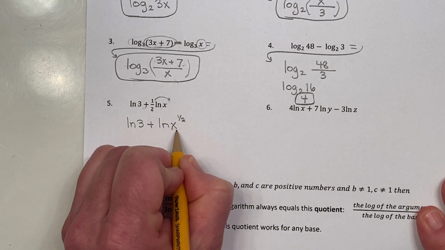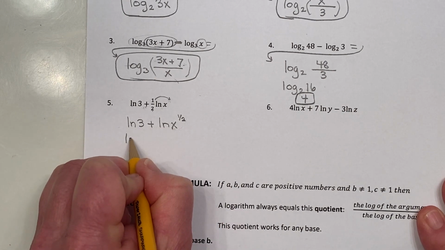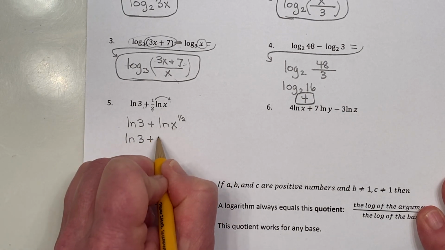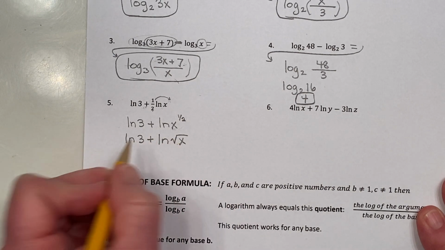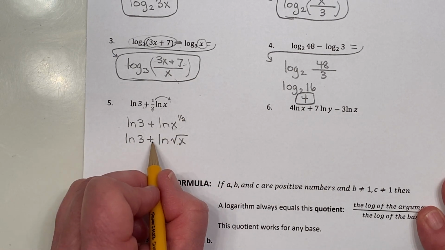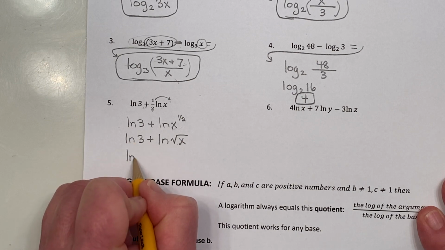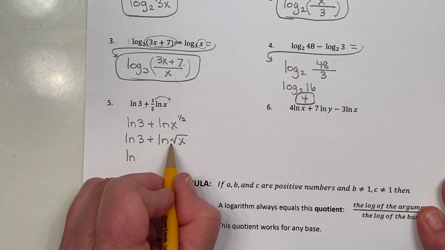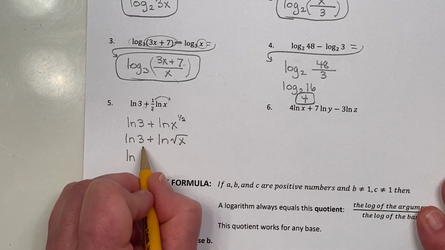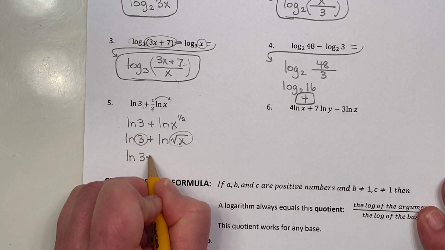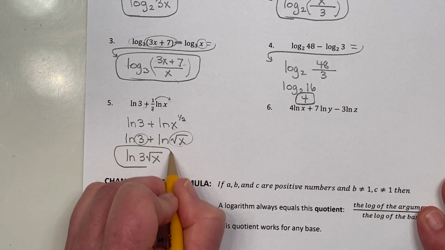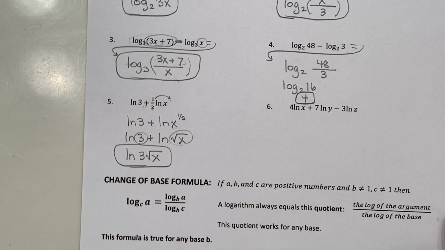I'm going to go ahead and rewrite this as the square root of x. One-half power means square root. One more property, I'm going to go back to a product. So I'm going to drop both logs. I'm going to only have one log, and then I'm going to multiply, because of this plus sign, these two arguments, 3 square root of x. And that's your final answer.